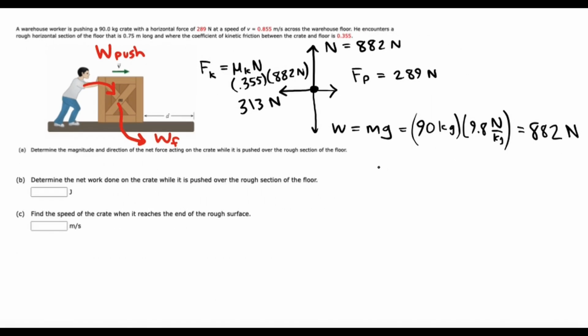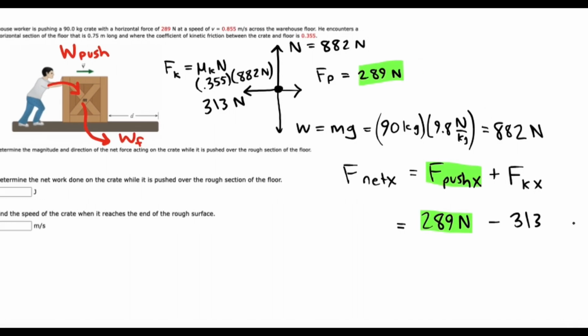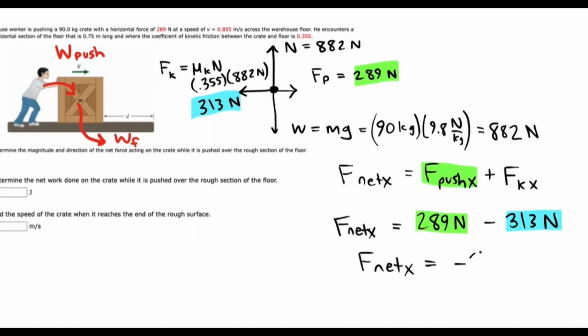The net force will be found by subtracting. I'll do 289. That's this one, the force of push. And then we're going to subtract 313, and that, of course, comes from here. So our net is going to be negative. It's a negative 24 newtons.